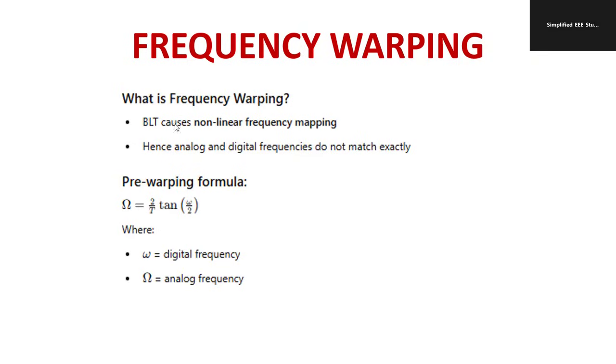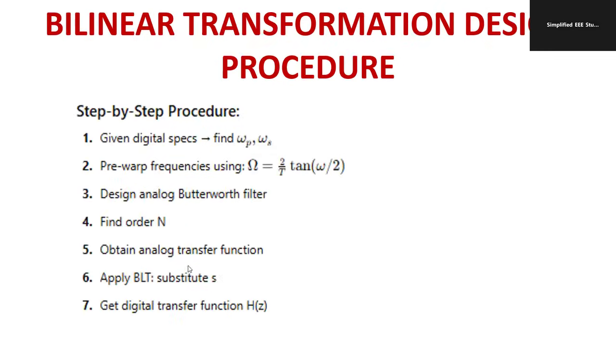What is frequency warping? BLT causes nonlinear frequency mapping. Hence, analog and digital frequencies do not match exactly. This process is known as frequency warping. There is an equation: capital omega equals 2 by T tan of small omega by 2. Small omega is the digital frequency, and capital omega is the analog frequency.